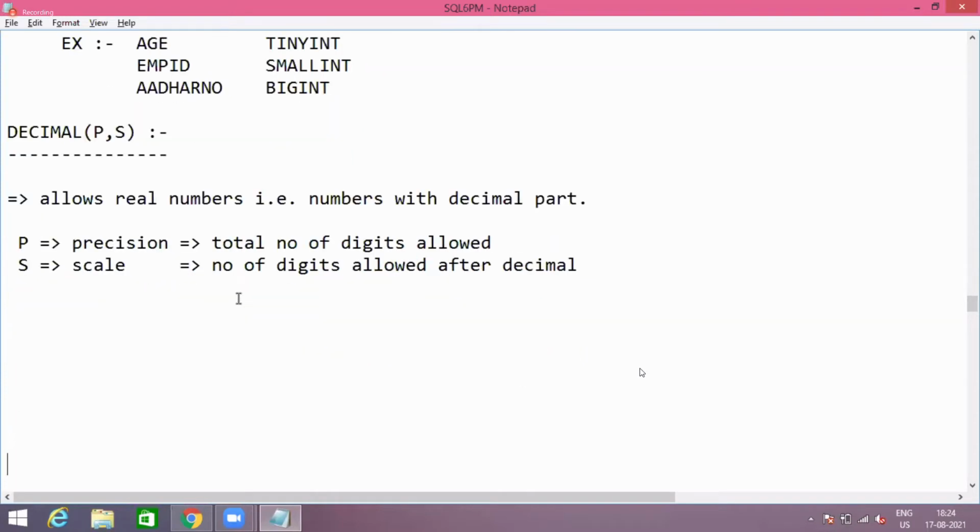Okay, then. Let's see this here. For example, salary. Suppose salary or balance, like that. Balance. Okay? So actually, see, salary is actually a whole number.